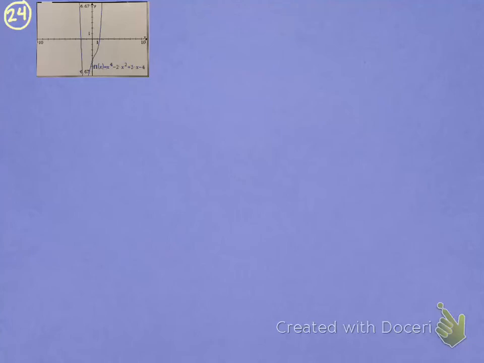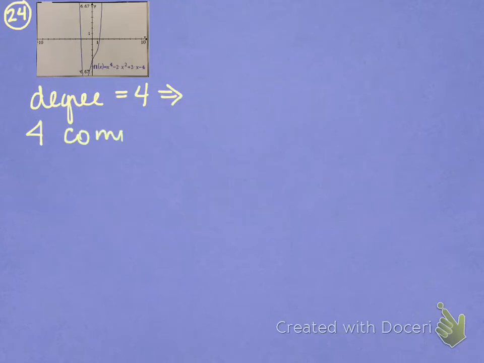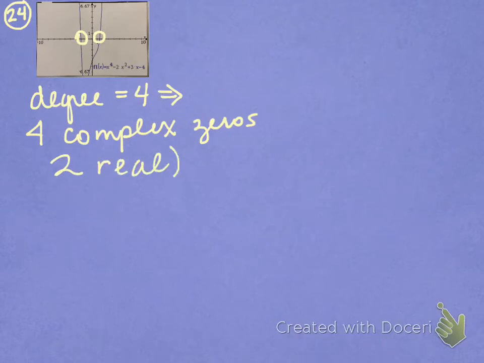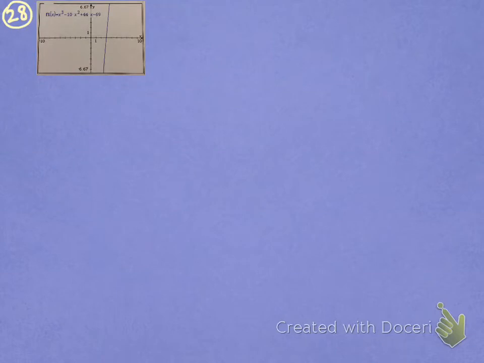On number 24, we are to state how many complex and real zeros the function has. Well, you should start with the degree, and the degree of our function is 4, which tells us that we have 4 complex zeros, and then you look at your graph to determine how many of them are real, and we see 2. So 2 of them are real.